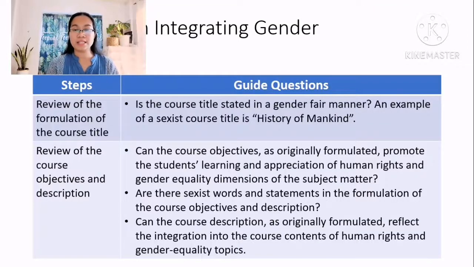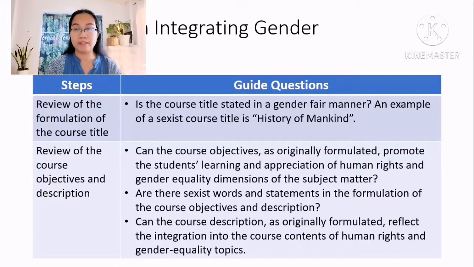If we will review the syllabus also, or our syllabi, we can look into these guidelines or steps. Review the formulation of the course title. About history of mankind, we can change it to humanity. Kasi doon sa mankind, nandun na rin po yung general term or generic term na man. Review of the course objectives and descriptions. Can the course objectives, as originally formulated, promote the students' learning and appreciation of human rights and gender equality dimensions? If we can add in our objectives, kung kaya naman po na we attain for gender equality, we can add it to the general objectives.